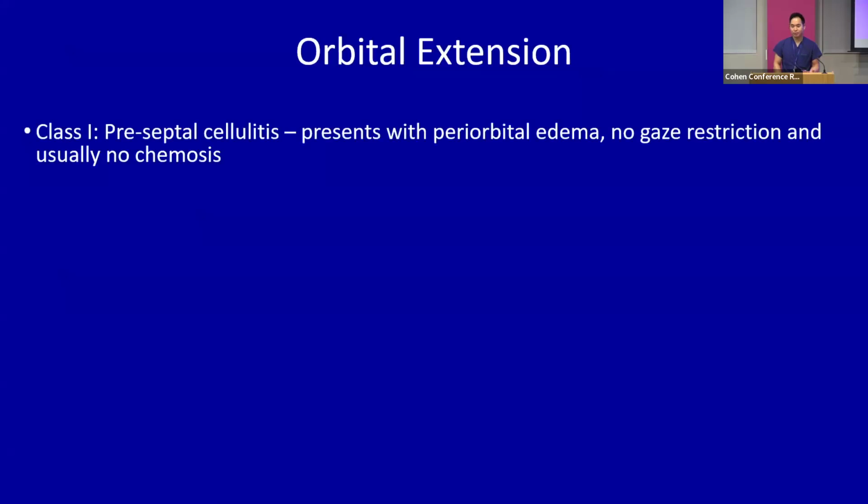For class 1, usually their eyelids are pretty swollen. It can look pretty remarkable, but that's why most of the time when they show up, you get a scan to determine if it's preseptal or postseptal. And when you part their eyelids, usually they're not cooperative for young kids, but you can have someone help hold them down. I know, it sucks, but you've got to do it. They usually don't have gaze restriction because it's all preseptal, and they usually have no chemosis.